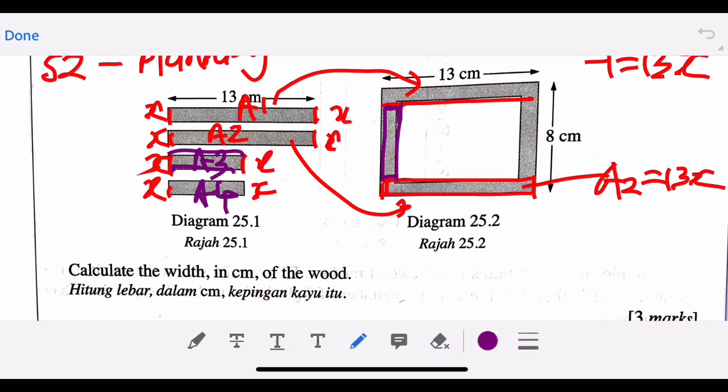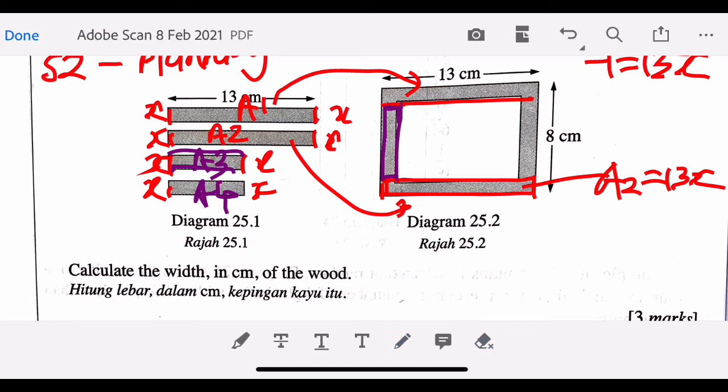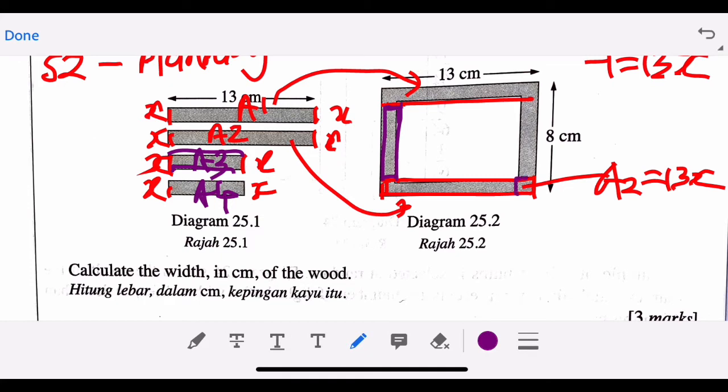If here you see, you must be very careful. This is x, this is also x, because the width is the same, right? If you put it here it will be x, the width. All right, so here also x, so you have 2x, right? So that means the balance here will be just 8 minus 2x for both sides.